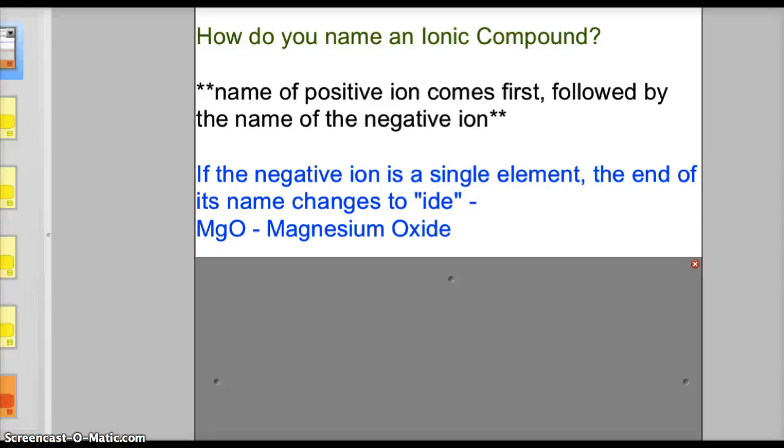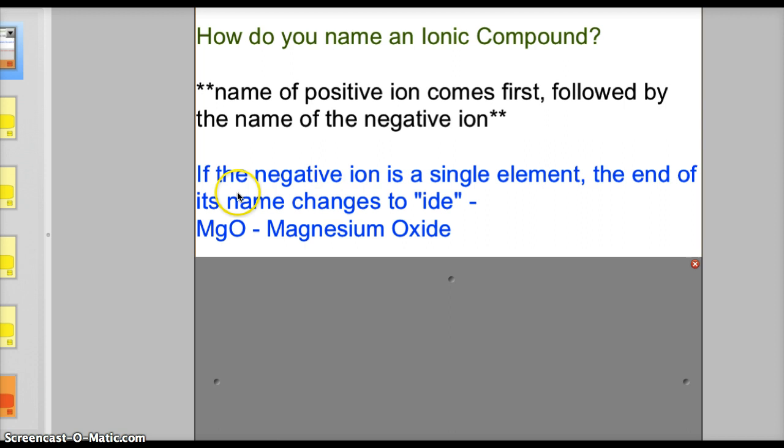Alright, hey, this is a review of how to name an ionic compound. We went over this on Friday, but in case you forgot, hopefully this video will help you. First things first, you must name the positive ion, and then you must name the negative ion. So you're only going to have two words to make an ionic compound name.